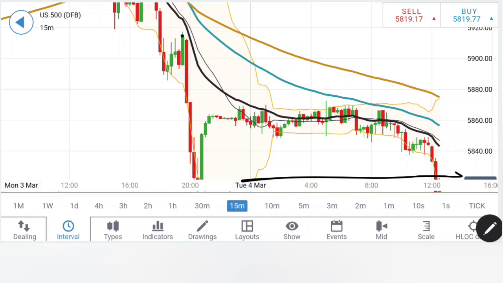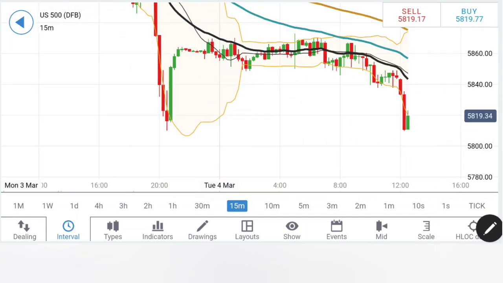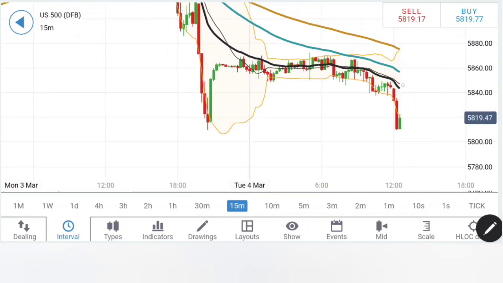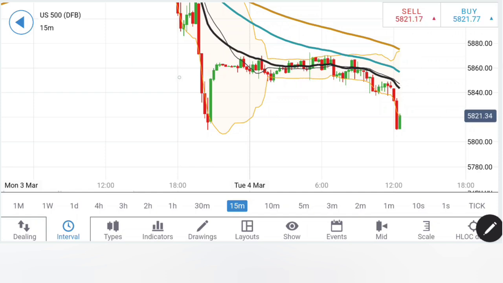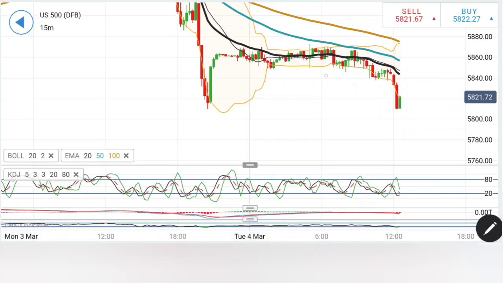After forming double bottom, it can move all the way towards the double top, which is right now sitting at around 5920. Though on the way to 5920, it is going to face stronger hurdles here towards the 5840, 5870 zone. This is the zone it needs to break in order to turn completely. Right now that momentum is missing. Wait for it to deliver this momentum.